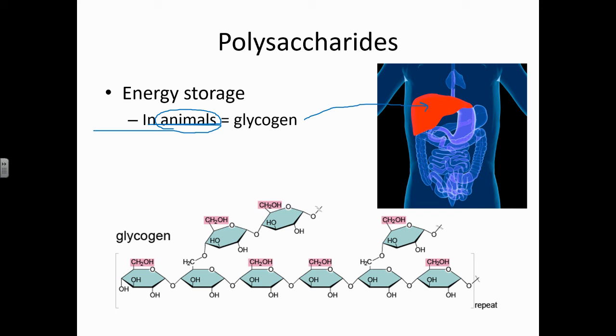Now glycogen is a little bit different. We still have links of many, many glucose molecules. However, we now have more of a branching effect here. It's no longer just linear, but we have some of these molecules that are extending out from the original strand.